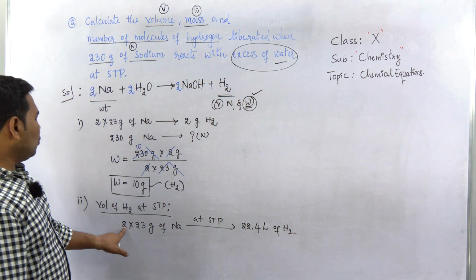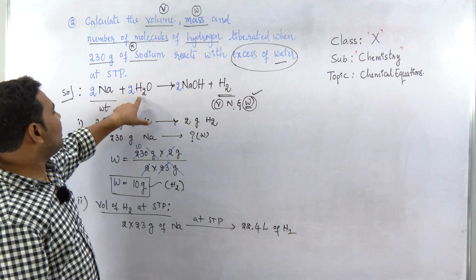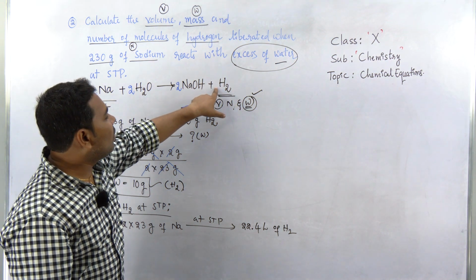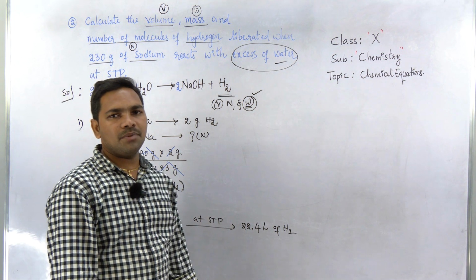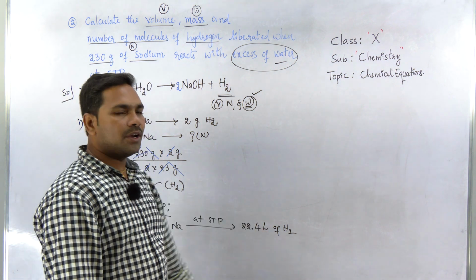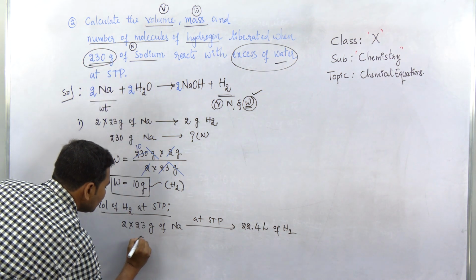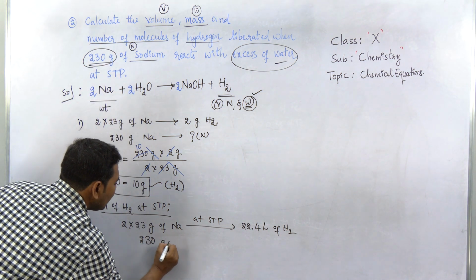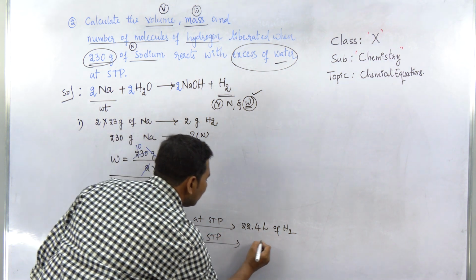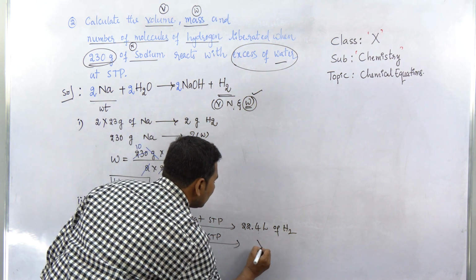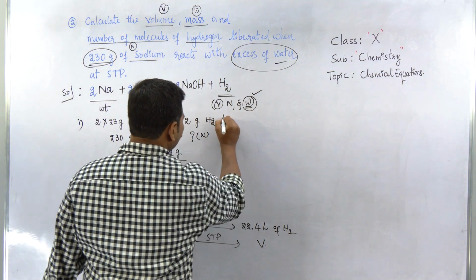When 2 moles of sodium react with excess water or a sufficient quantity of water, that produces 1 mole hydrogen. 1 mole hydrogen at STP, standard temperature and pressure, occupies 22.4 liters. But how much amount are we given in the question? 230 grams. If I take 230 grams of sodium, at the same STP, what is its volume? Let's say the volume is V. Let's find out this V.